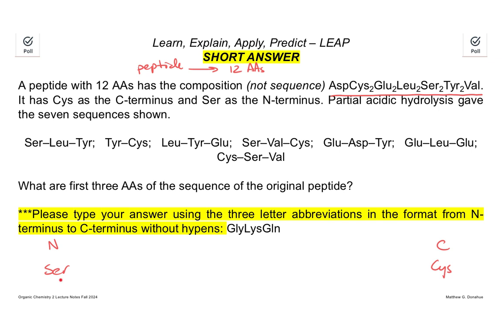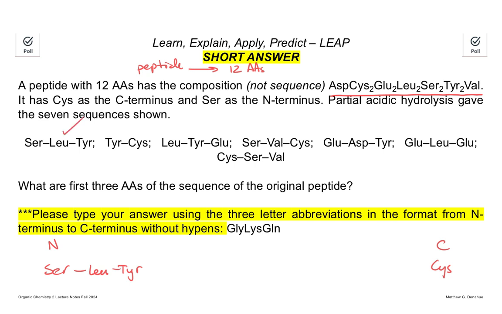We need Ser at the left side. See this one right here, that's in the middle. So that Ser cannot be over here, which means that this one has to be the start. So serine, leucine, tyrosine. And now I think the most straightforward thing to do is look at something that connects that to another fragment. So we've taken care of that.